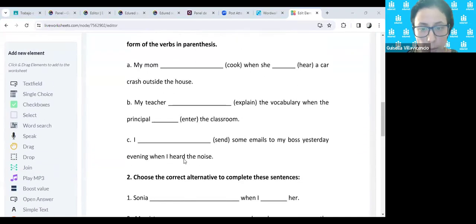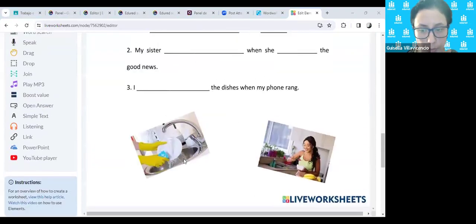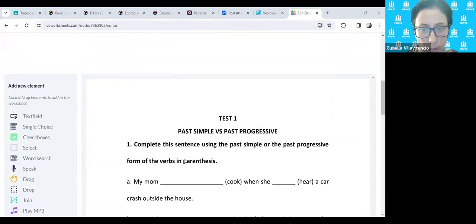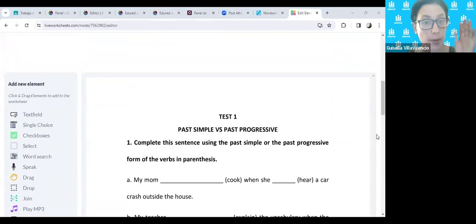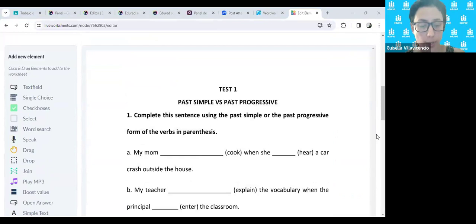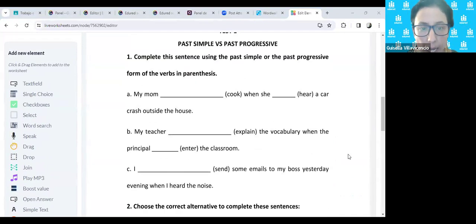Aquí está. Este es el PDF que yo he subido. Es un test. Live Worksheet sí lo pueden usar como test. Sí tiene todas las características para que los chicos hagan su test. ¿Sí? Y acá en el primero dice que los chicos tienen que completar la oración usando el past simple o el past progressive de los verbos en paréntesis, ¿no? A ver, a ver, ¿qué deseo acá usar?